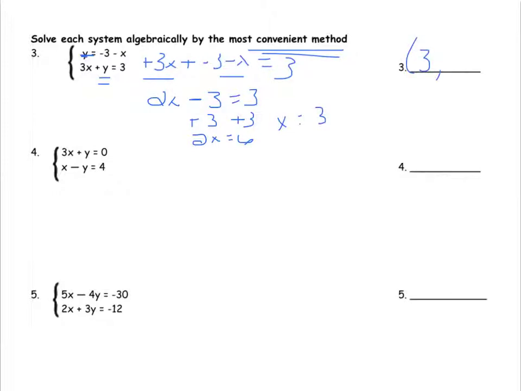I'm going to put it over there and then come back over here. Y is negative 3 minus whatever x is, which is 3, minus 3 minus 3 is a negative 6. And then you need to check your work in both equations. So I'm not going to take the time to do that, but you need to be doing that. I did on my key, I'm not going to here.